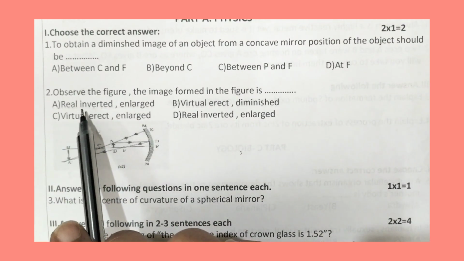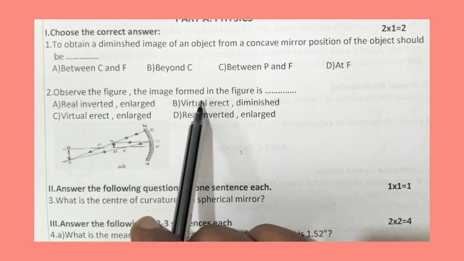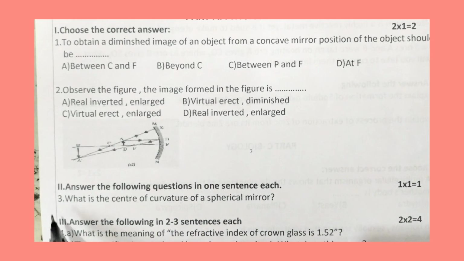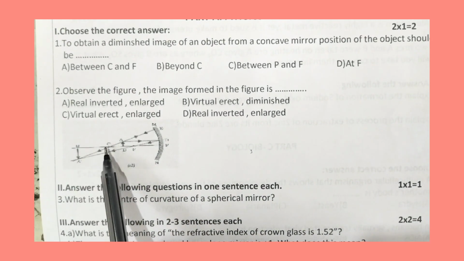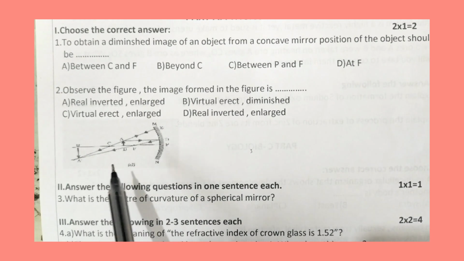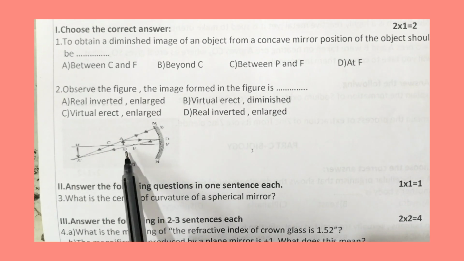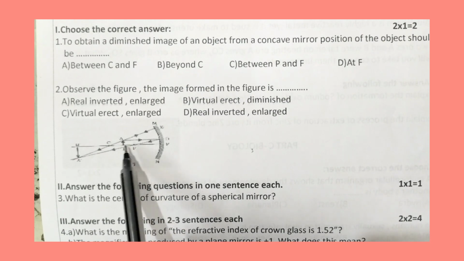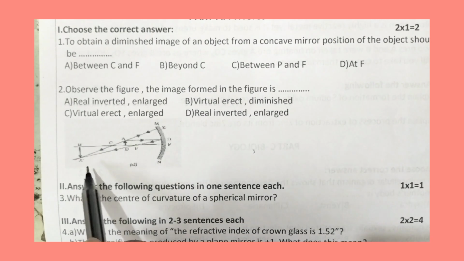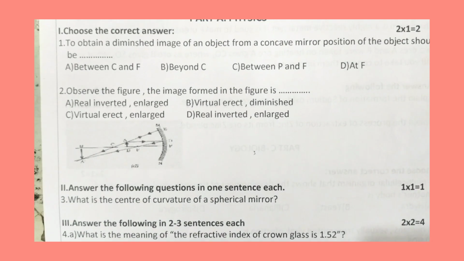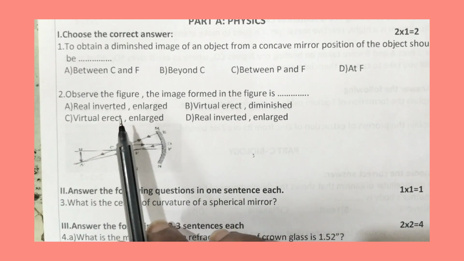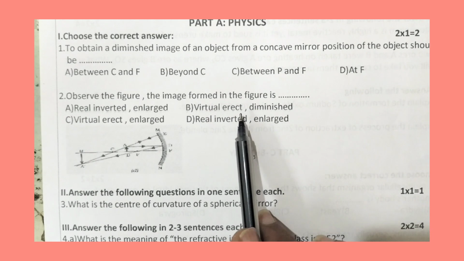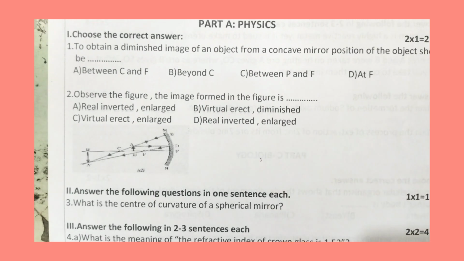Next question: observe the figure. The image formed in the figure is dash. Here the object is kept between C and F. The image is formed behind C. So the options are: real inverted enlarged, virtual erect diminished, virtual erect enlarged, real inverted enlarged.